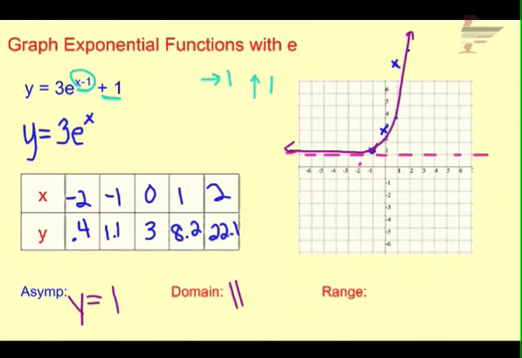Domain on these is all real numbers. But it's the range that we have to think about. It's all real numbers, but the entire graph is above our asymptote, so all of our y values are greater than that value of 1. So there's our domain, range, and asymptote.